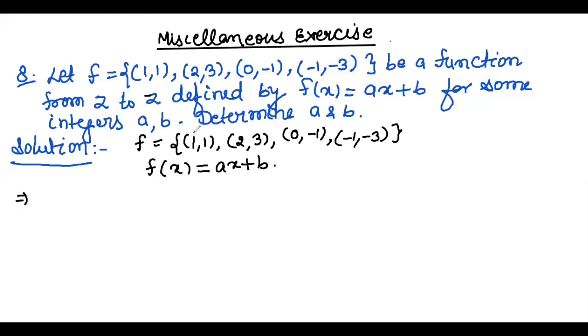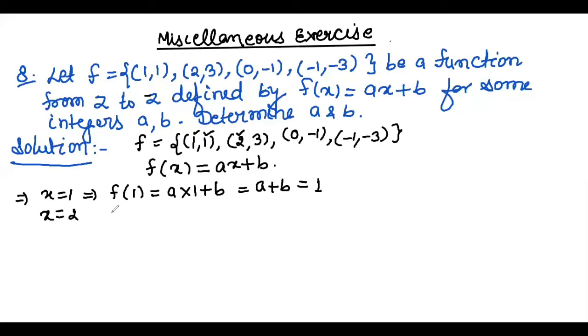First, x = 1 is given, so I apply it in this format: f(1) = a into 1 plus b, so a + b, and the image is 1. So a + b = 1. Then applying x = 2, f(2) = a into 2 plus b, so 2a + b, and the image is 3. So 2a + b = 3.